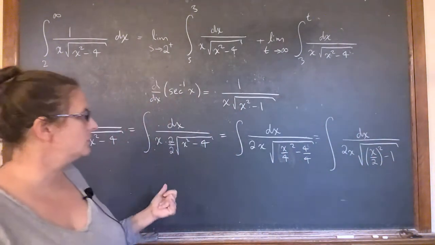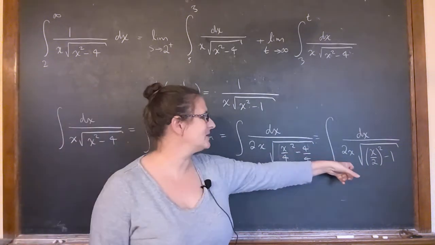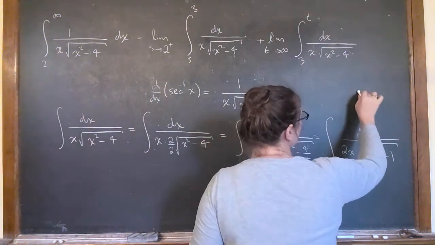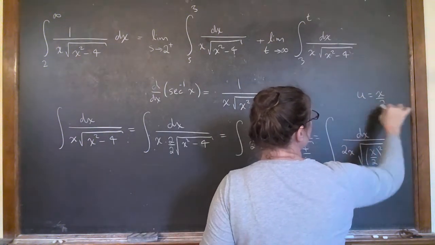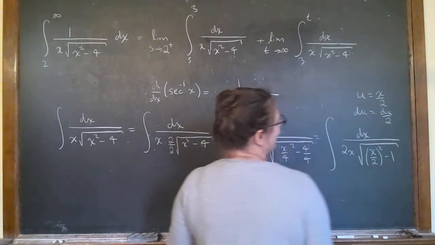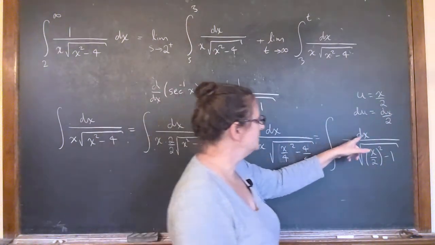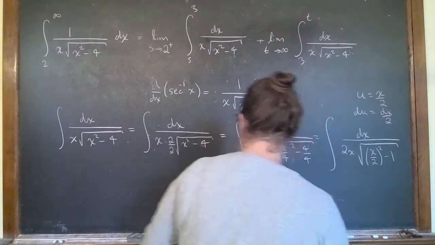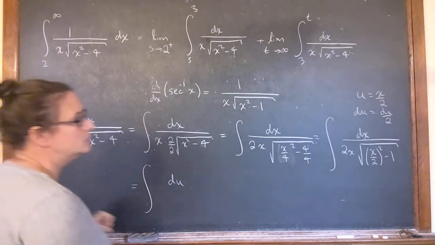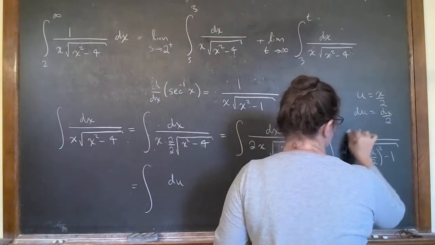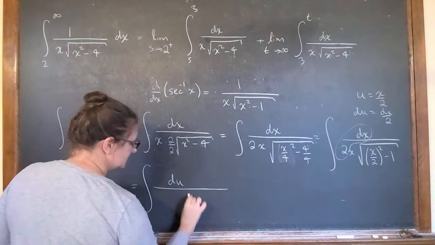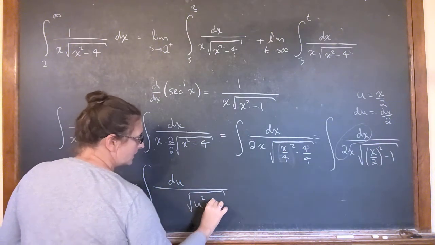Now I want to make the u substitution to make this whole thing look like that whole thing, right? So I want u to be x over 2, and then du is dx over 2 as well. So I've got the dx over 2, and I've got that in there. Let me go ahead and start substituting. du is the dx over 2. My square root just becomes square root of u squared minus 1.